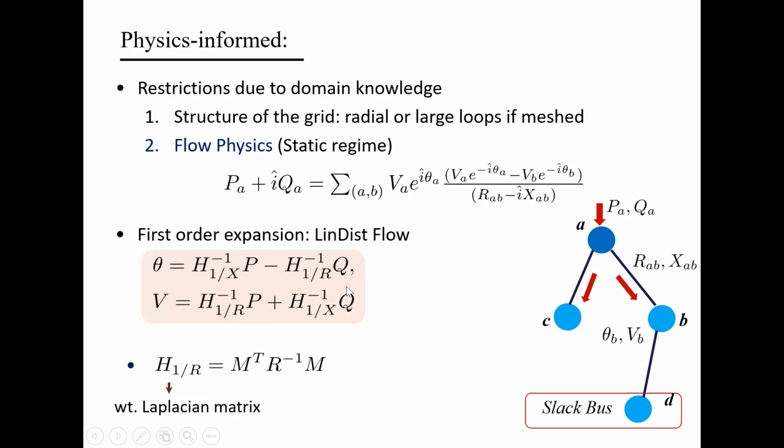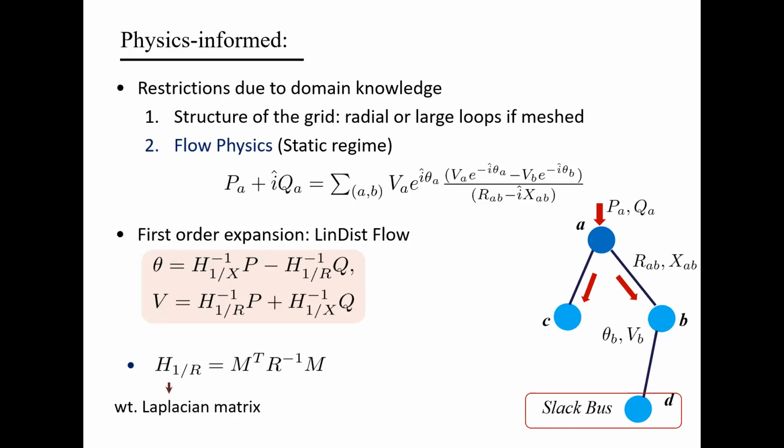Now this matrix H is actually the weighted Laplacian matrix. So this is a weighted Laplacian matrix which relates the structure or the topology of the grid and the weights, impedances of lines, in the representation between injections and voltages. So this is Lindes flow and is also related to the DC power flow that you'd normally have. So that was a static regime.